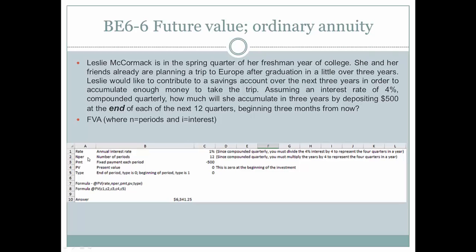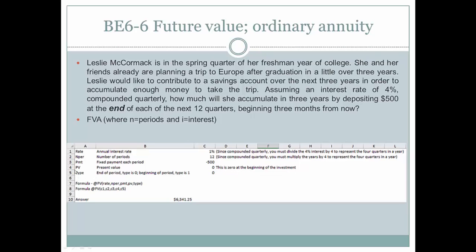Now our number of periods, the NPER. This will be 12. Since compounded quarterly, you must multiply the years by 4 to represent the quarters in a year. The fixed payment each period, the payment is $500, so she's going to be paying out $500. The present value, this is 0 at the beginning of the investment.